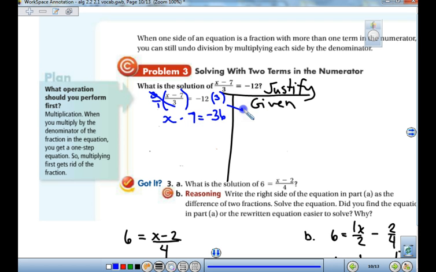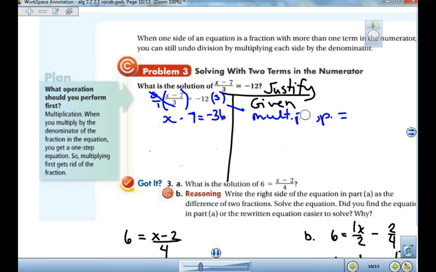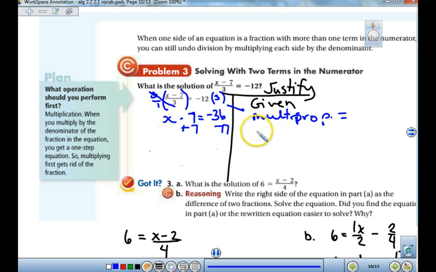What was our reason for this step? The multiplication property of equality. Now, you can see my pen sometimes doesn't like to work for me. Property of equality. Okay? Now, if we are looking at that, what's my next step? Now, I need to get x by itself. Oh, I'm going to add 7. See how nice and easy this problem is, and it looked ugly. Again, our reason would be the addition property of equality.